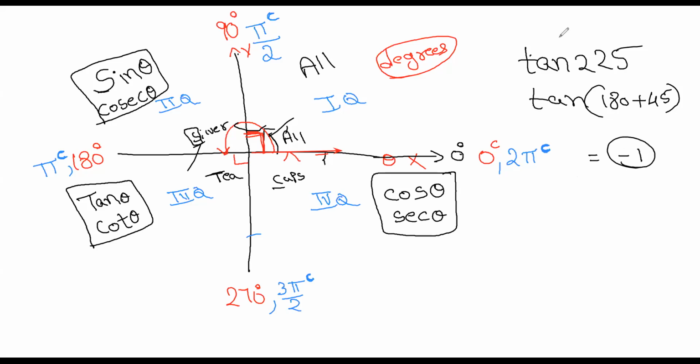Why? Because it's in the fourth quadrant, right? Tan of 180 plus 45, in which quadrant is it? Let's see. So this is 0, 90, 180. 180 plus 45. Oh yeah, sorry. So it's positive 1, right? It's in the third quadrant itself. So that's why it is positive one.